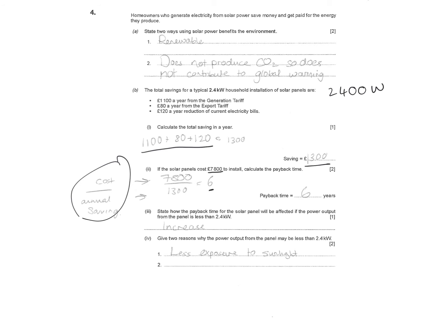Give 2 reasons why power output from the solar panel may be less than 2.4. Less exposure to sunlight, lost in other energies maybe. It might have generated a sound for some reason, or another light. It might have been a really bad weather situation, so we had no sun. They might not be pointing directly at the sun. They might not be angled correctly. Solar panels need to be angled correctly so that they're facing the sun. So that's another reason why you might not get a good enough output.